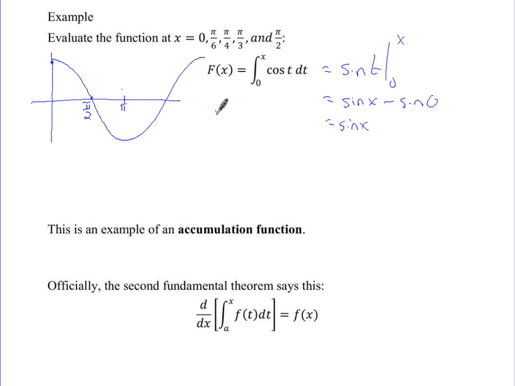Let's use function notation, whatever you want to do. F at 0 is going to be sine 0, which is 0. F at pi over 6 is sine pi over 6. And what's sine pi over 6? 1/2.